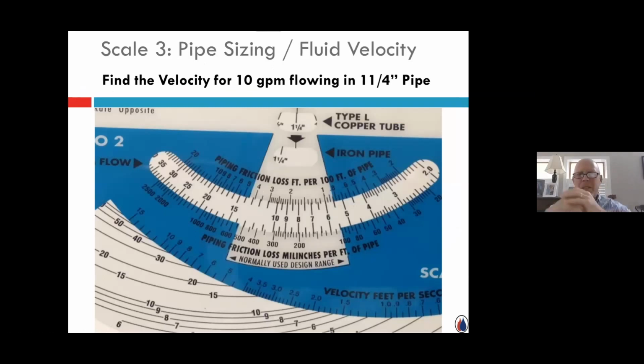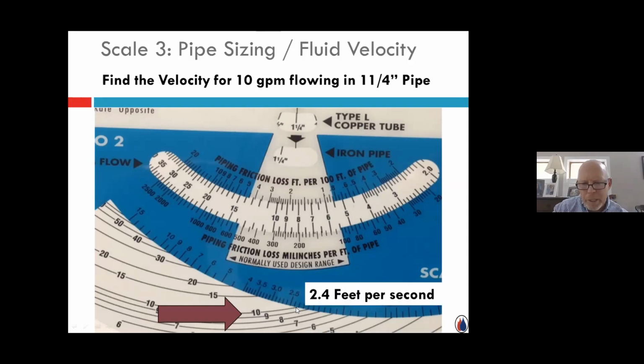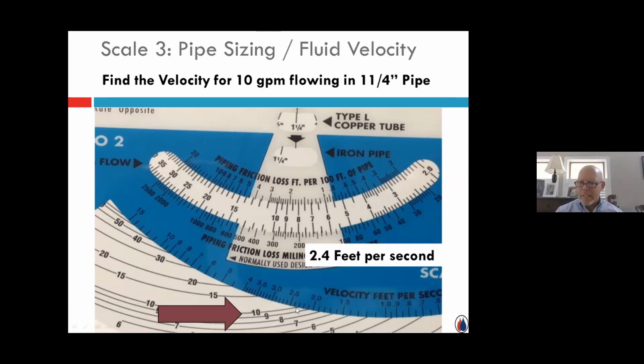Find the velocity for 10 gallons a minute flowing in a 1.25 inch pipe. So I take that scale 2, and I have it lined up opposite the 1.25 inch copper. I found my 10, I know my pressure drop. Now all I do is quickly look down here and ask, where does it intersect? And you'll see that it's right about 2.3, 2.4 feet per second. It's fast enough and it's not too fast. It's a good selection.